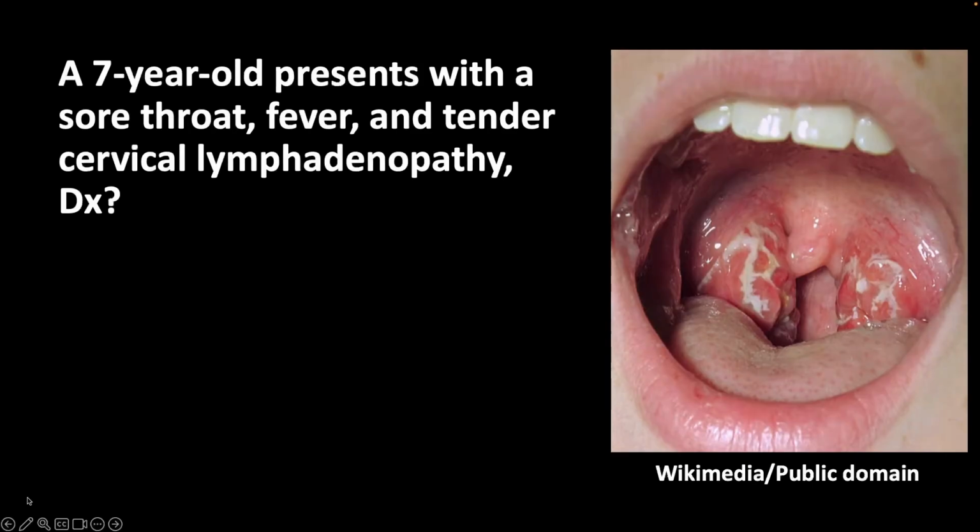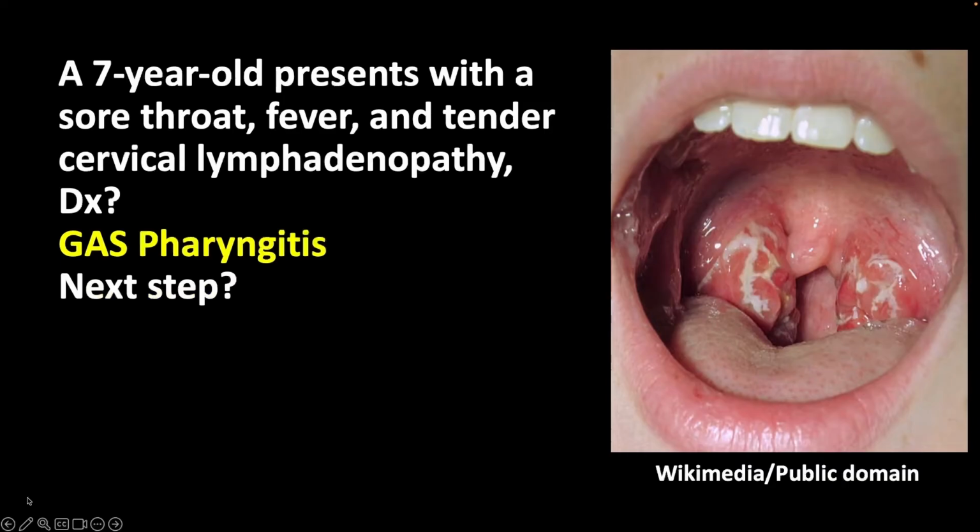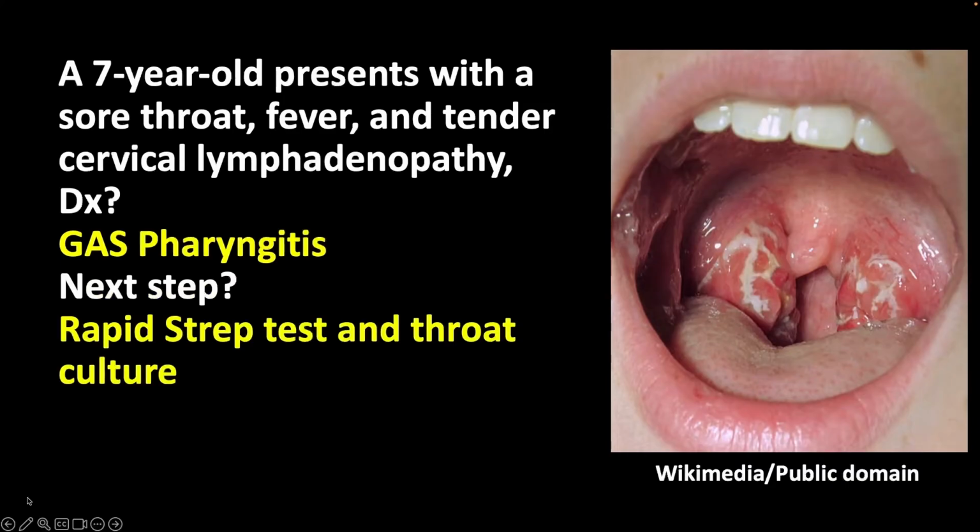All right. Now we have a 7-year-old who presents with sore throat, fever, tender cervical lymphadenopathy. What's your diagnosis? You also see the physical exam findings on the right. This would be group A strep pharyngitis. And what would next steps be? You're going to want to get a rapid strep test and a throat culture.